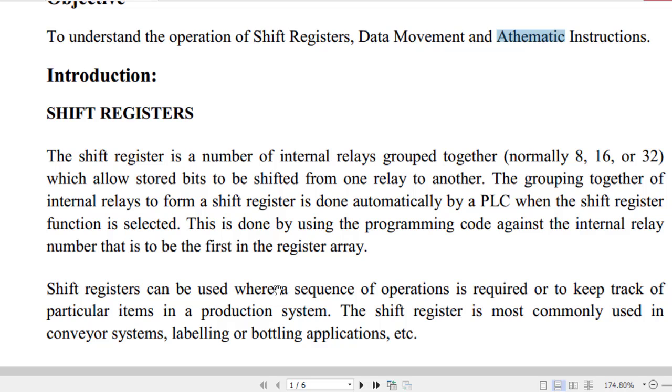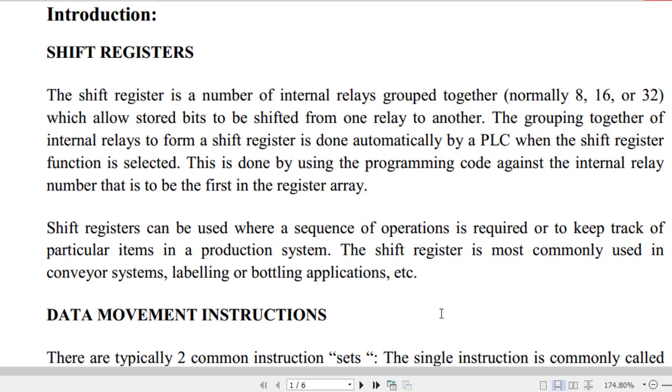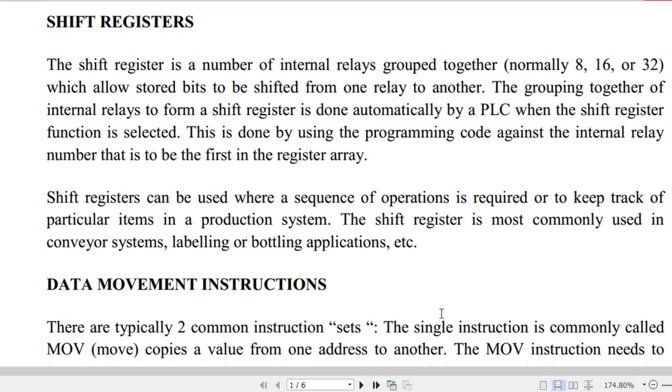Shift registers can be used where a sequence of operations is required or to keep track of particular items in a production system. The shift register is most commonly used in conveyor systems, labeling or bottling applications. So these are the uses of shift registers, and now we'll move to the data movement instructions.